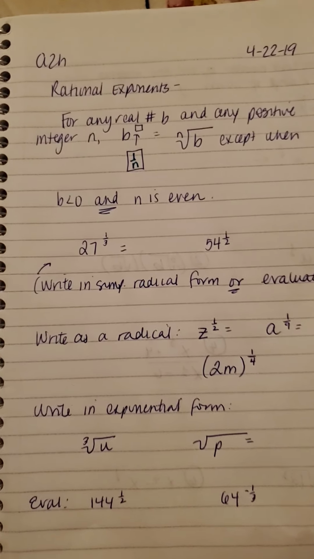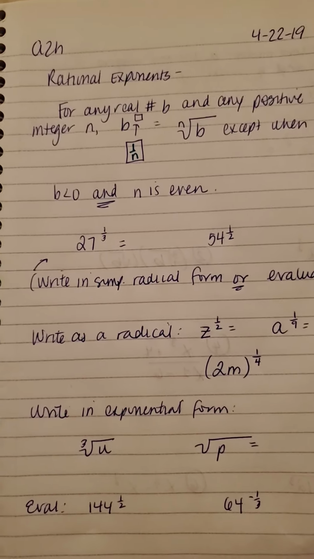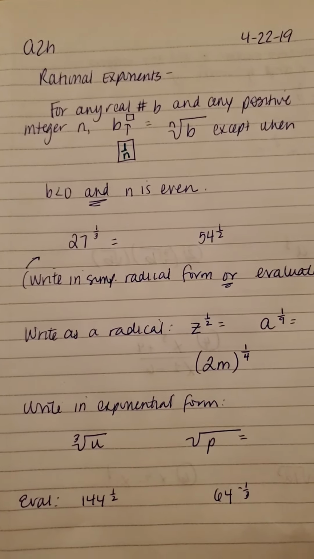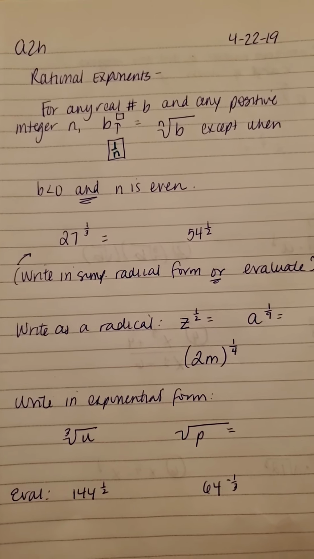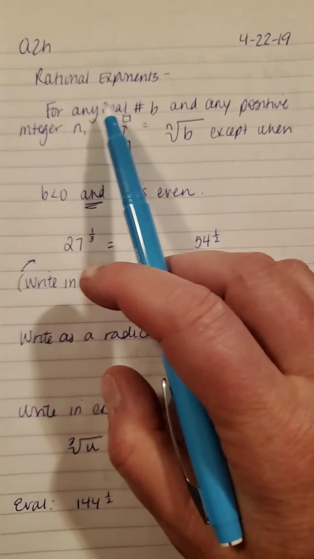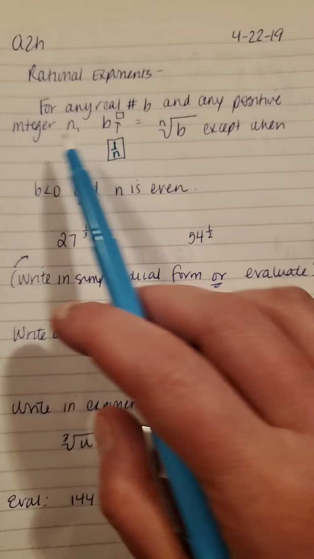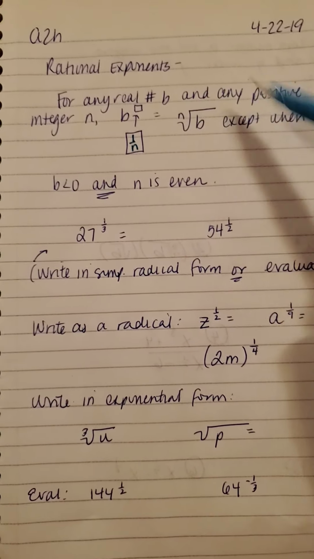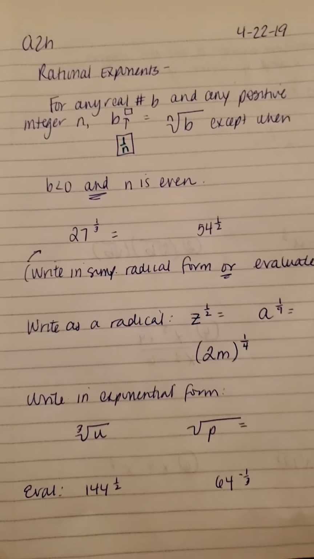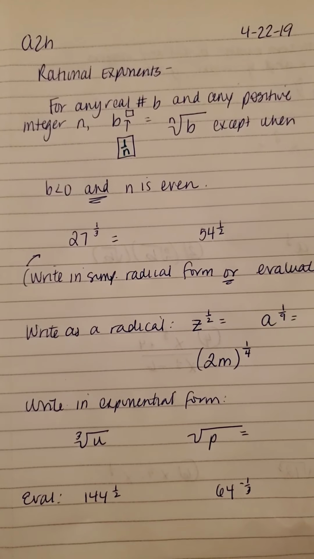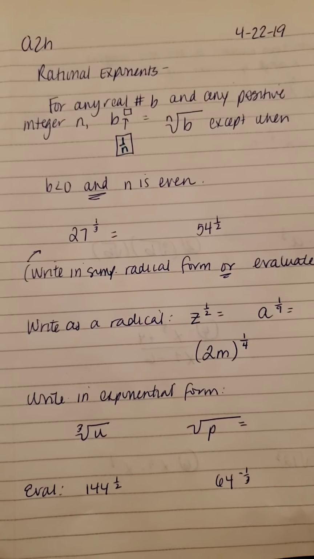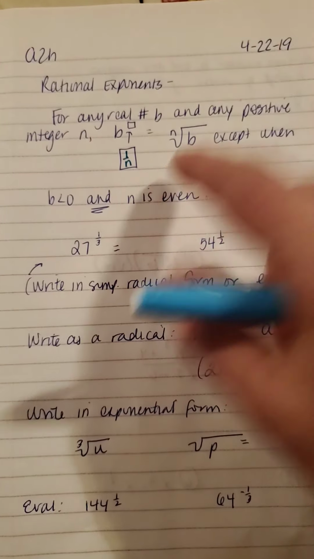When you're talking about numbers being raised to powers, a lot of this you can plug into the calculator. However, it's very helpful to understand kind of the theories behind it. So for any real number b and any positive integer n, b to the 1 over n is the same thing as the nth root of b, except when b is less than 0 and n is even. Then we're getting into imaginary numbers and things like that. Some of you already knew that.